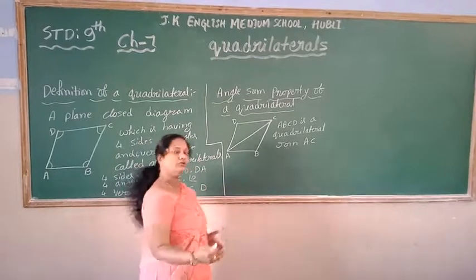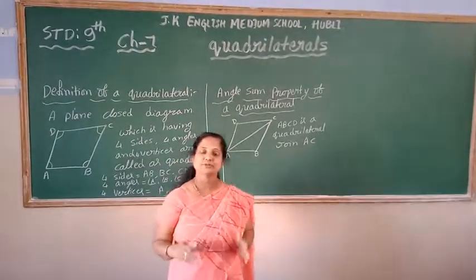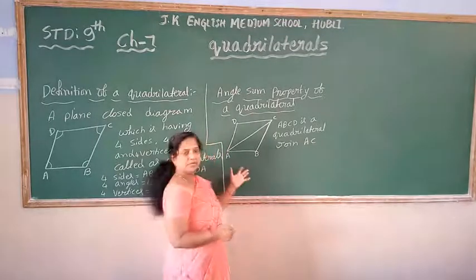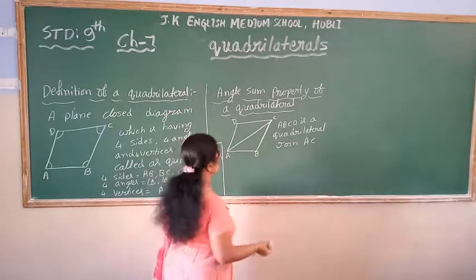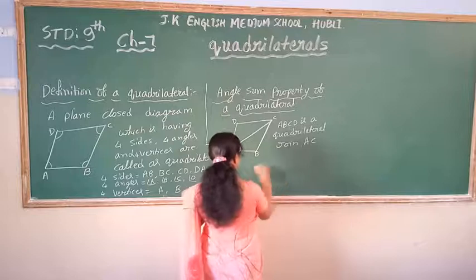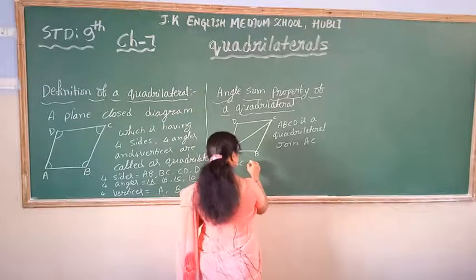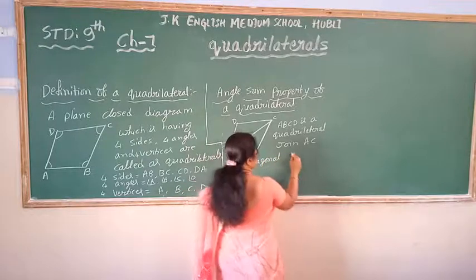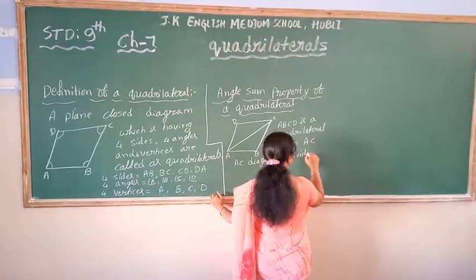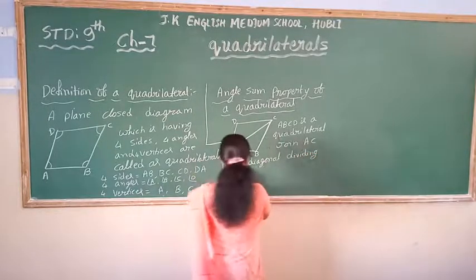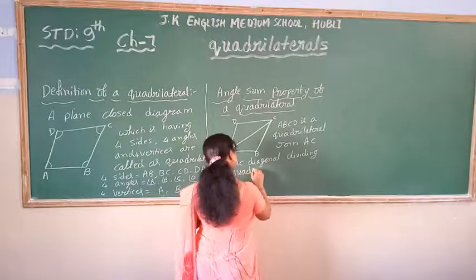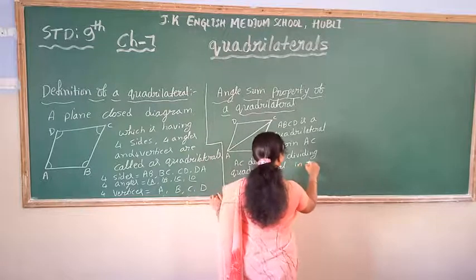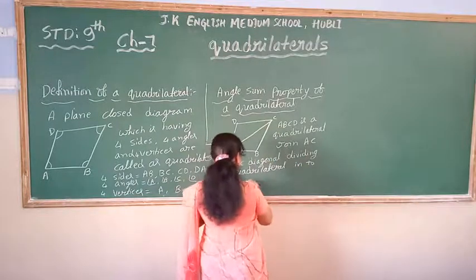Now we already know the angle sum property of a triangle: in a triangle, the sum of all three angles is 180 degrees. By using that property, we can prove the angle sum property of a quadrilateral. Join AC. Diagonal AC divides the quadrilateral into two triangles.